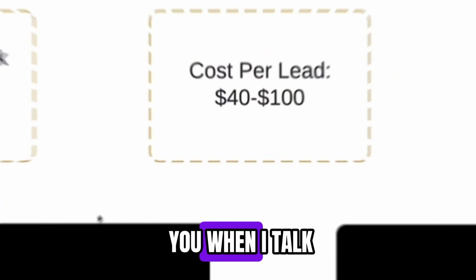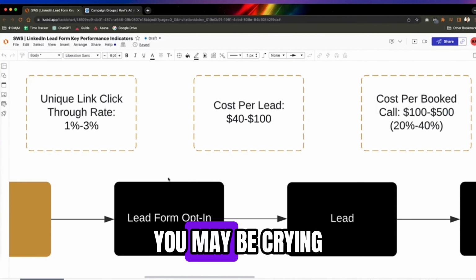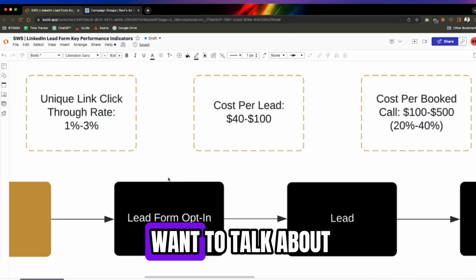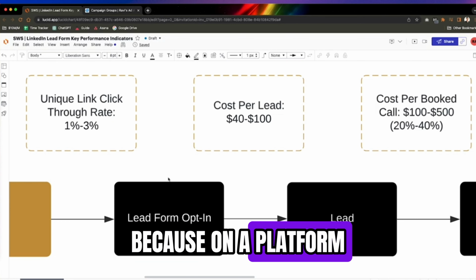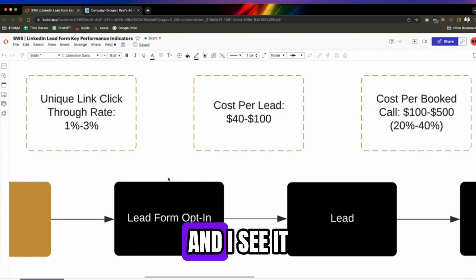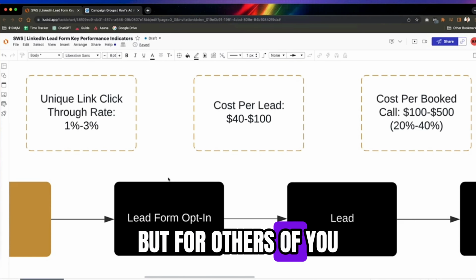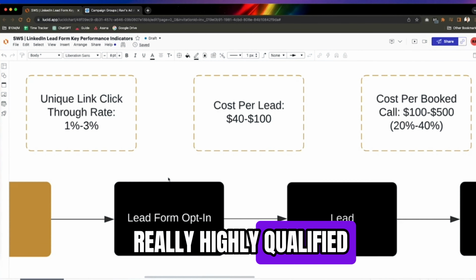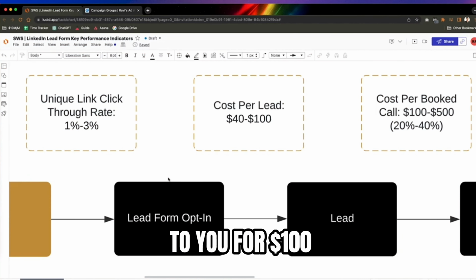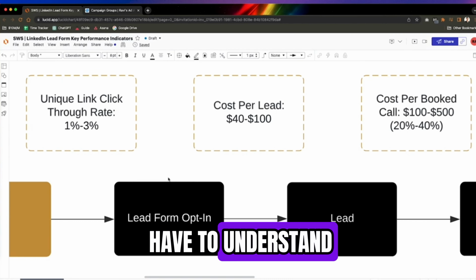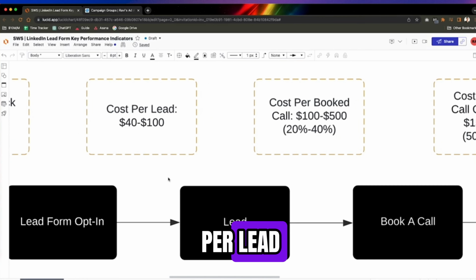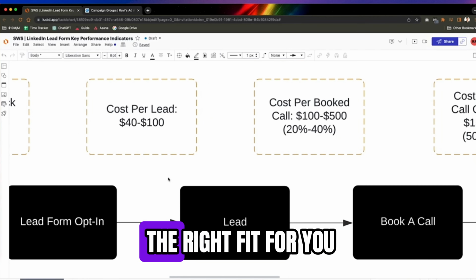Now, for some of you, when I talk about a $100 lead, you may be crying. You may be thinking, this is totally not for me. And that's why I want to talk about the numbers first, because on a platform like Facebook, for example, you can get leads for $2 to $4, and I see it all the time. But for others of you, if you're talking about really highly qualified business-to-business leads, you would literally be jumping up in joy if I could get them to you for $100. So you have to understand from the very beginning, if you're not comfortable paying up to $100 per lead, then already you may know that LinkedIn is not the right fit for you.